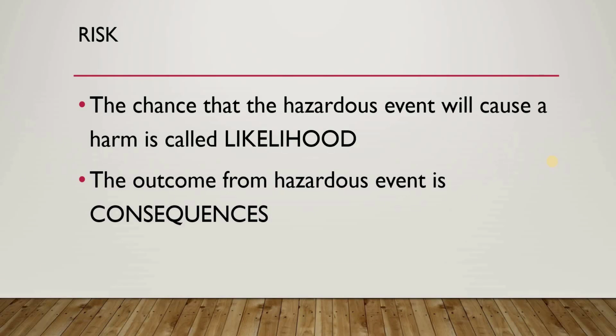Another important thing is the outcome from the hazardous event, which is the consequences. What outcomes have we got? For example, a person got injured by slipping on a wet floor. Let's suppose in the workforce environment petrol has leaked out from the machine and the worker slipped. When he slipped, his leg might be broken, his arm might be broken, his head might be injured. That outcome is basically called consequences.